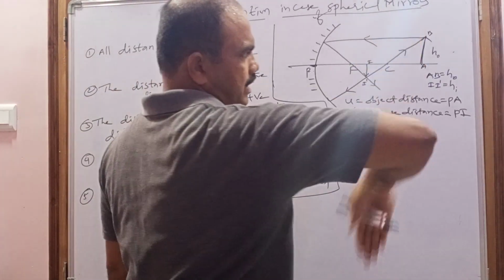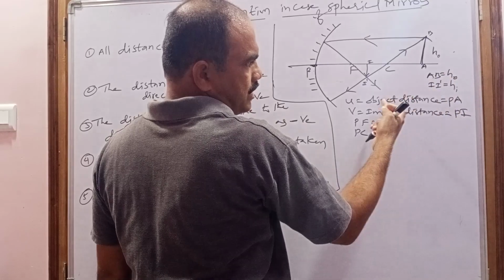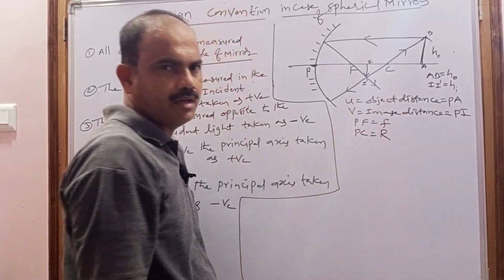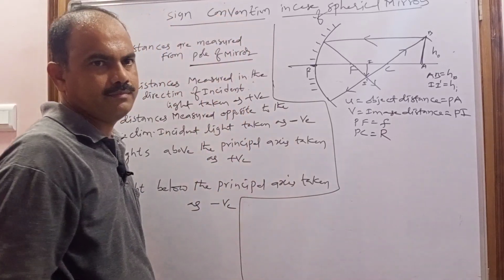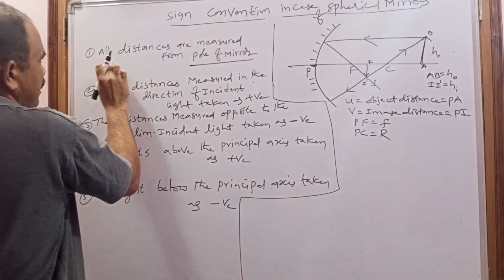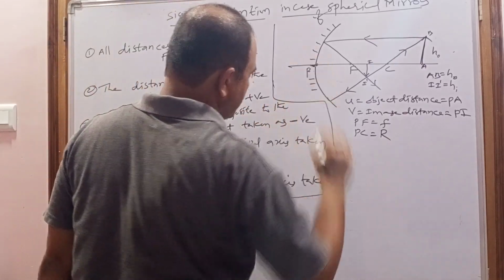When we are changing the object distance and height, the height of the object, height of the image, U and V will change, but F and R cannot change. But for this we have to use the sign convention. So what is the first rule? All the distances are measured from the pole, and we have to take this pole as the origin.